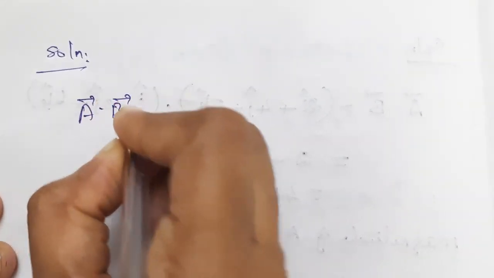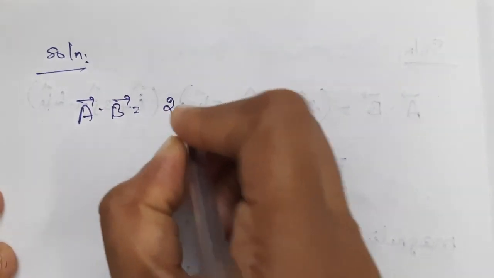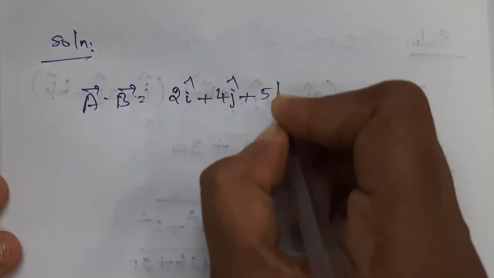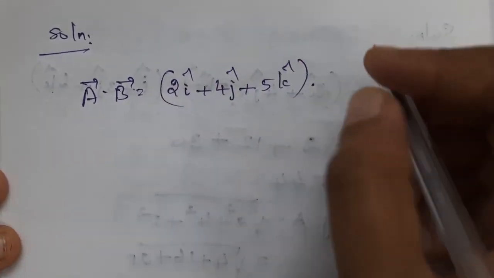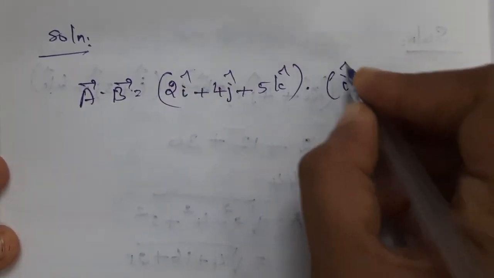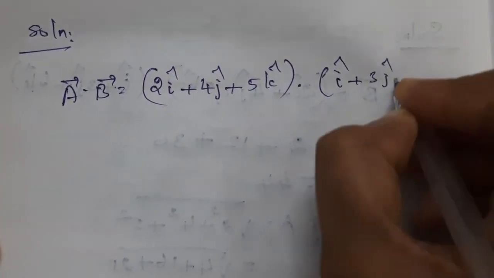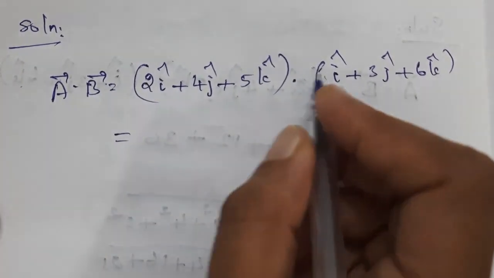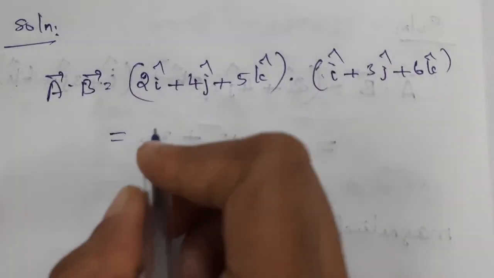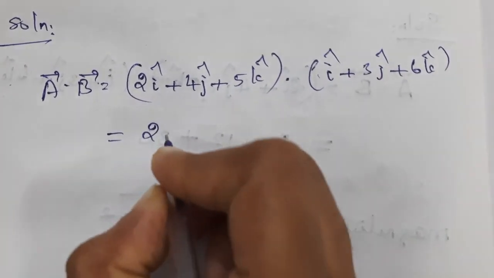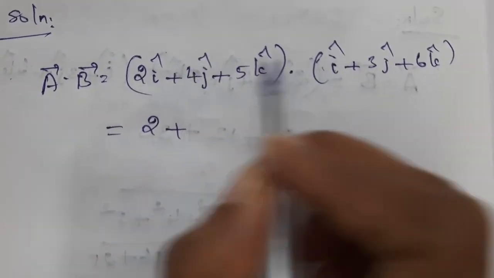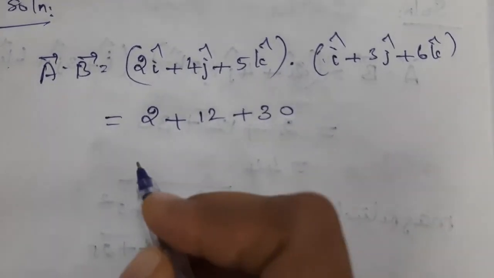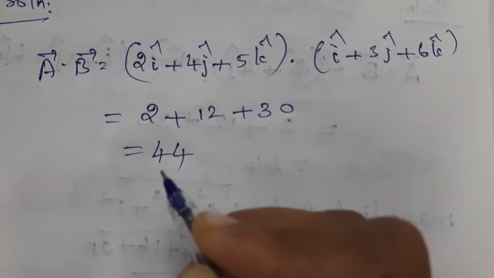First A dot B, that is (2i cap plus 4j cap plus 5k cap) dot (i cap plus 3j cap plus 6k cap). i dot i, j dot j, k dot k; other terms will be 0. So 2 into 1, 2, plus 4 into 3, 12, plus 5 into 6, 30. So the answer is 44.